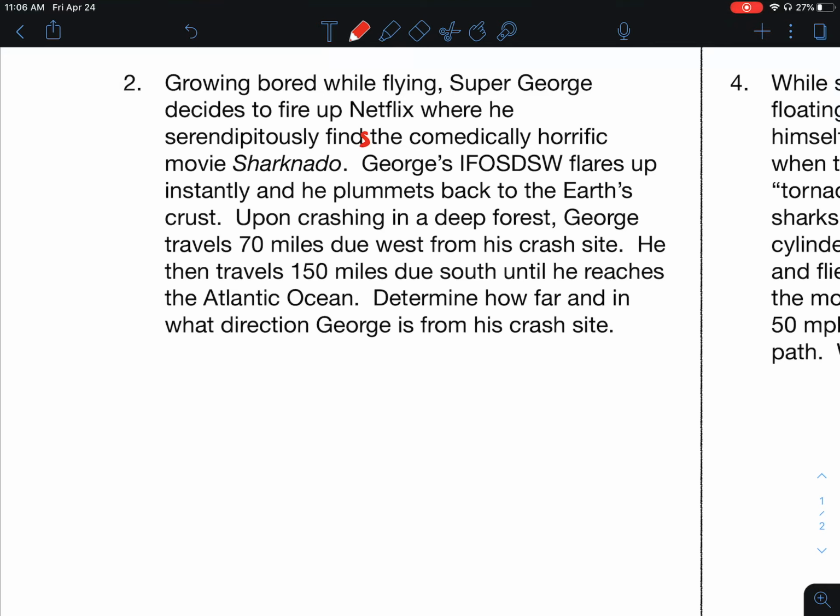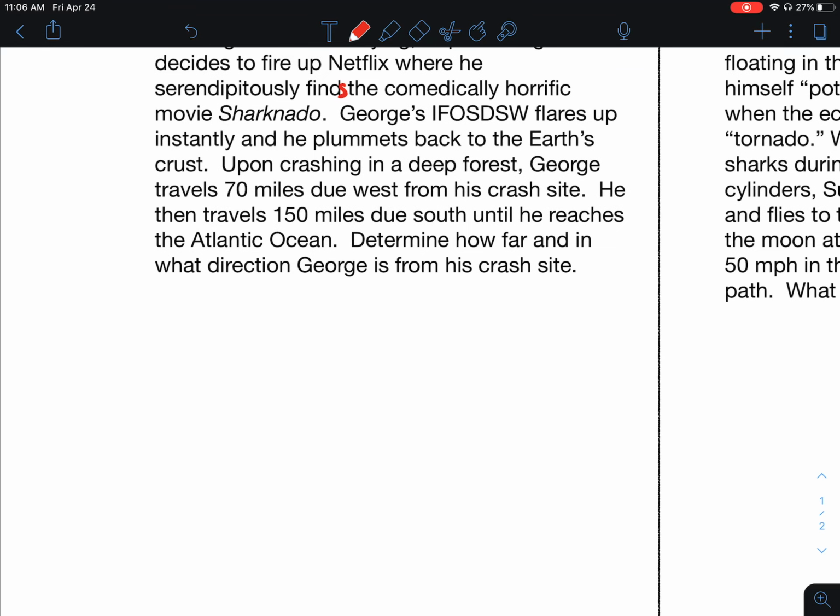Upon crashing in a deep forest, George travels 70 miles due west from his crash site. He then travels 150 miles due south until he reaches the Atlantic Ocean. Determine how far and in what direction George is from the crash site.